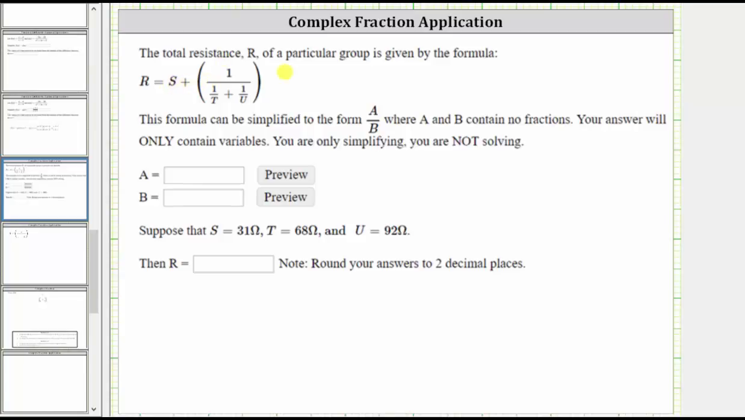The total resistance R of a particular group is given by the formula R equals S plus this complex fraction. This formula can be simplified to the form A over B, where A and B contain no fractions. So our goal here is to simplify the right side of this equation so that it's in the form of A over B. Let's do this on the next slide.